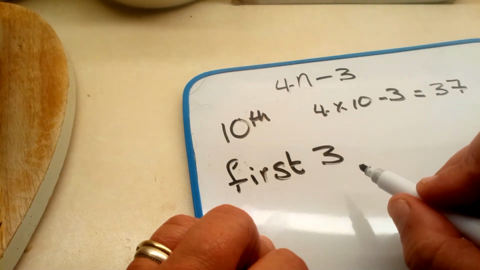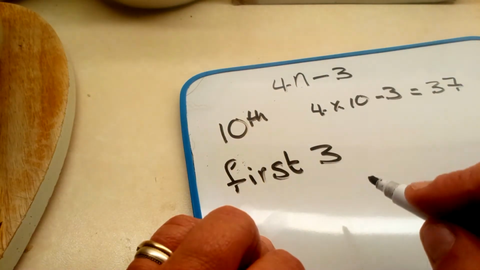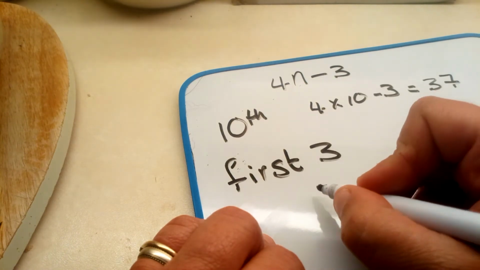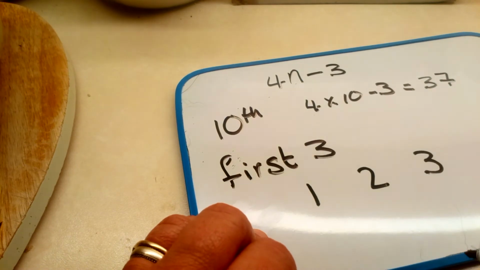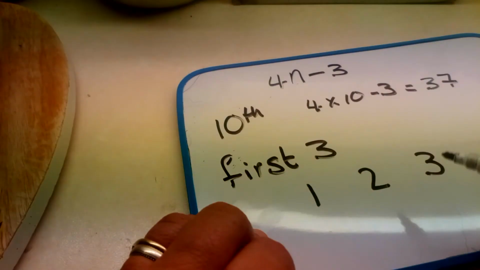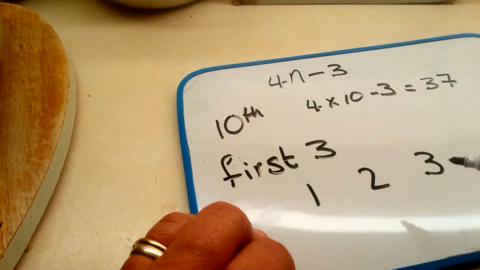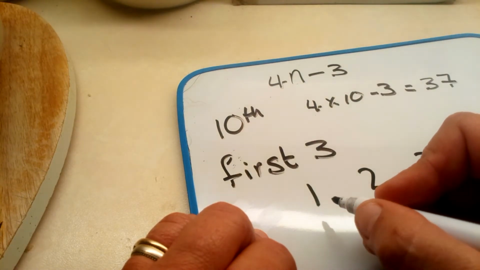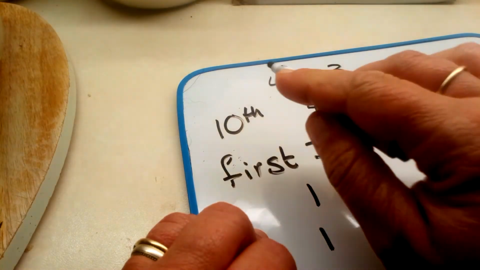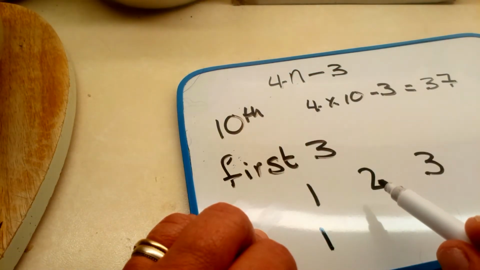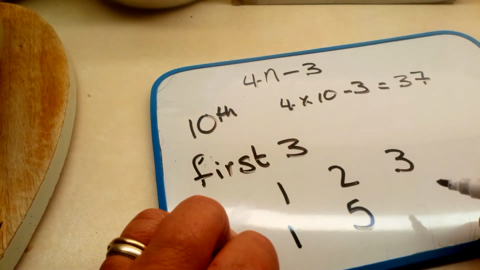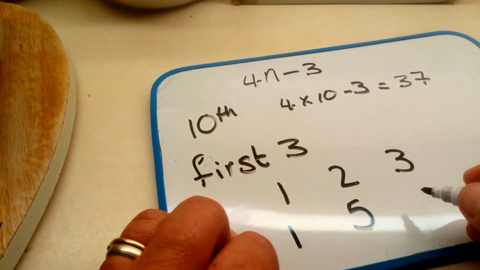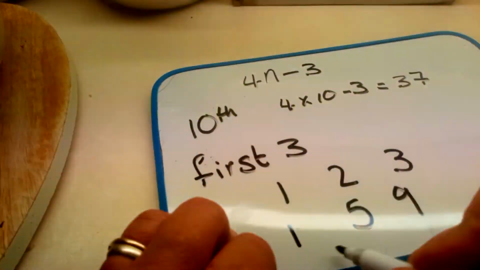If the question is asking you, if this is the nth term, what would be the first 3 numbers in this sequence? Again, remember what I said, write down the 1, 2, 3, which is how many it's asking you for, and swap out the n each time for that position. So 4 times 1 is 4, minus 3 is 1. 4 times 2 is 8, minus 3 is 5. 4 times 3 is 12, minus the 3 would be 9. And these would be your answers.